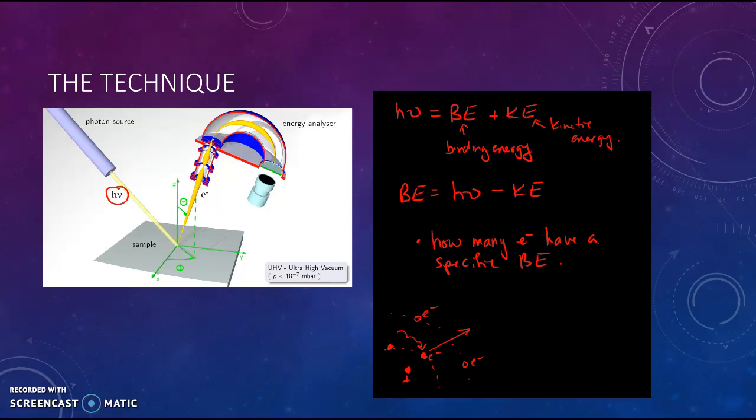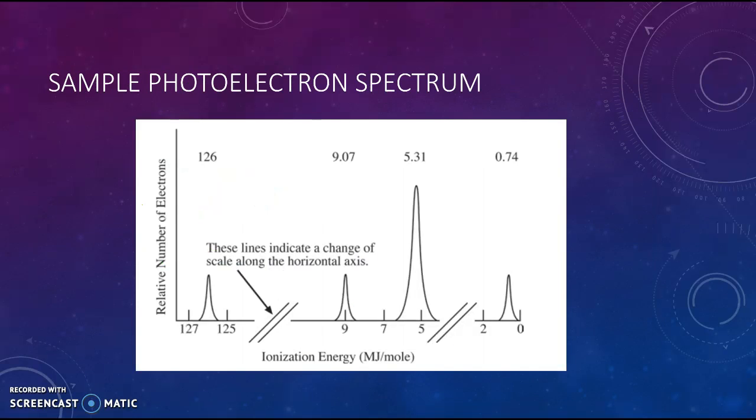And what we get is a graph that looks like this. Now, notice some weird things about this graph. We're used to graphs starting at 0 over here and getting bigger. In a photoelectron spectrum, 0 is all the way out here, and it gets bigger over here. And then we have these little breaks because we have a very wide range of energies, so we put these little lines to break it up because we can't have a uniform scale and still have it fit in this nice little square here.